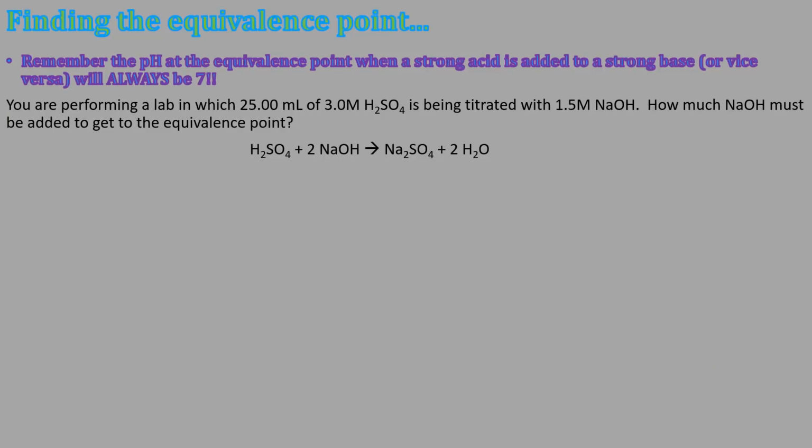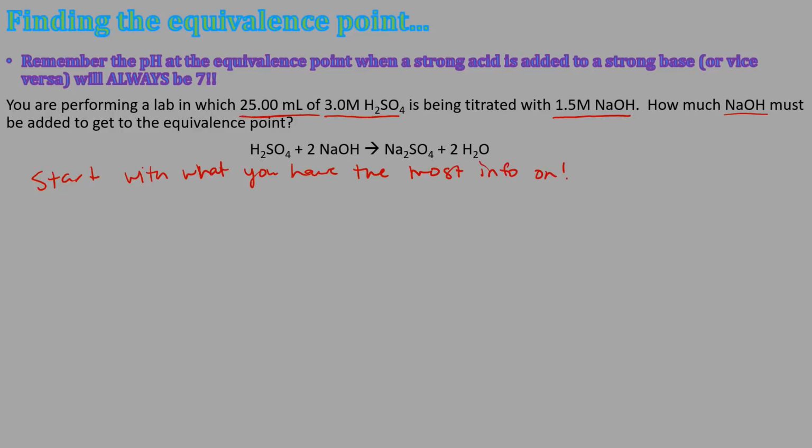All right, so we have a lab in which 25 milliliters of a 3 molar H2SO4 is being titrated with a 1.5 molar NaOH. How much NaOH must be added to get to the equivalence point? So you always start with what you have the most of.